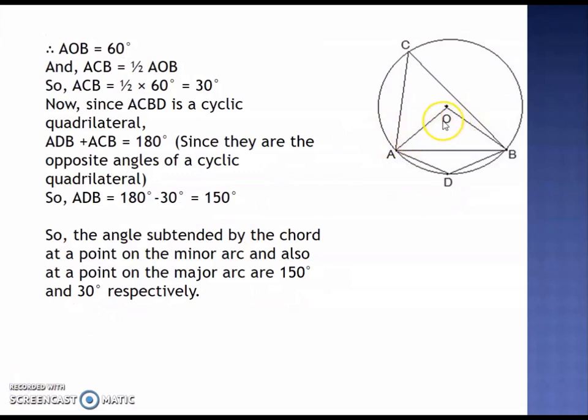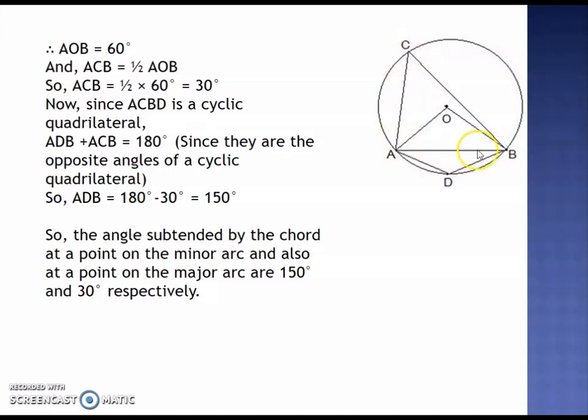So after proving that angle AOB is 60 degree, I can say that angle subtended by this chord AB at the center is double of the angle subtended by it at any other point on the circle. Now ACB will be half of 60, that is ACB will be 30.